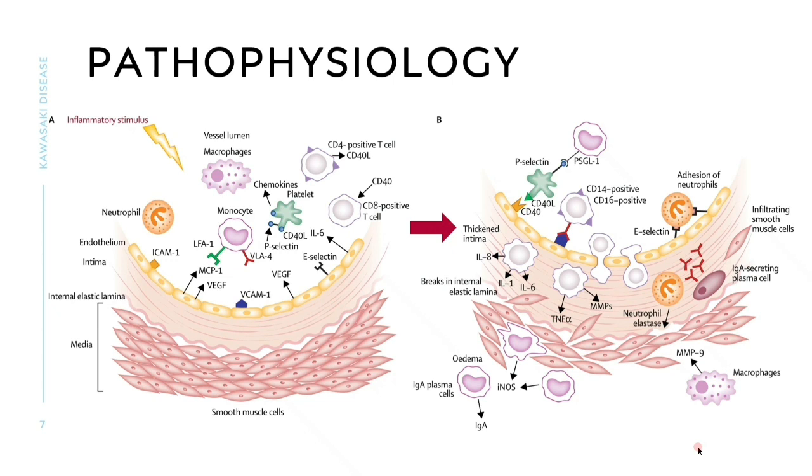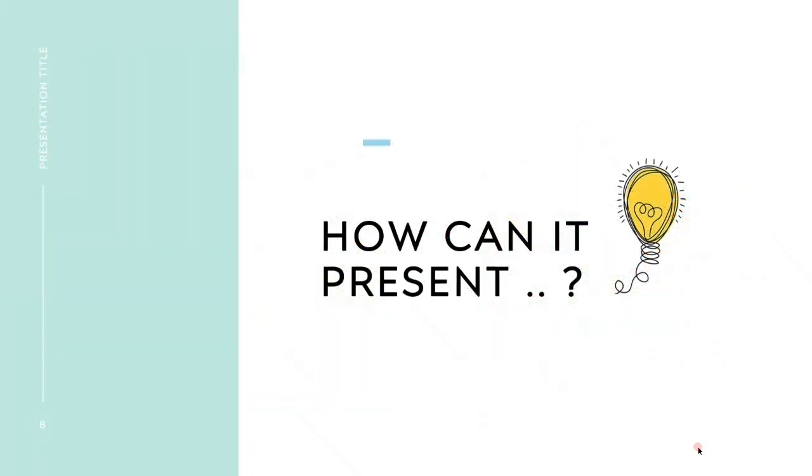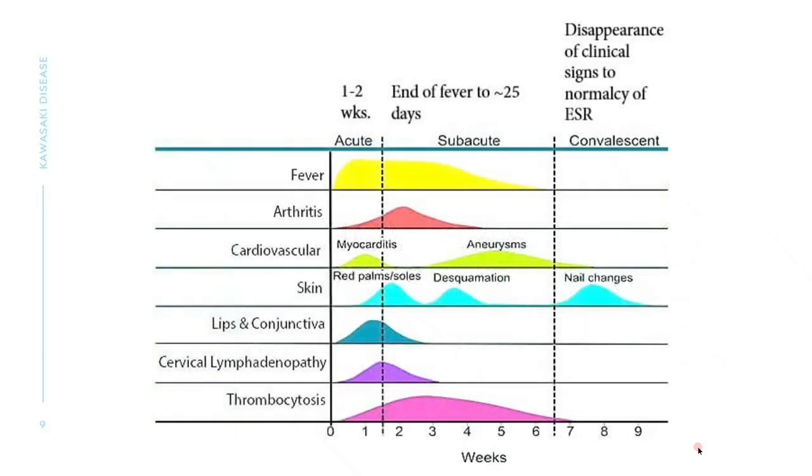So moving into the clinical presentation of Kawasaki. This is a very nice picture, which shows how difficult our lives are with Kawasaki, because you see here the onset of the different symptoms and signs, and they don't tend to all present at once. So you've got the fever, which is the cardinal feature of it.